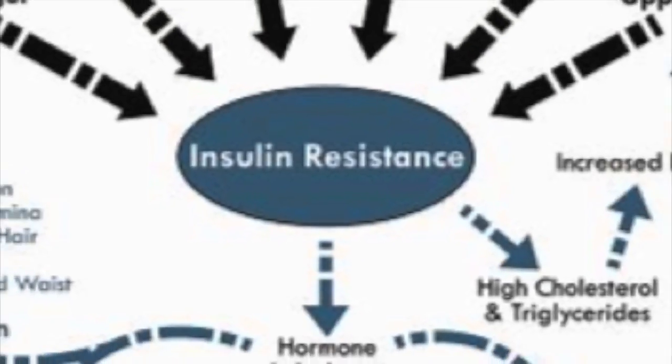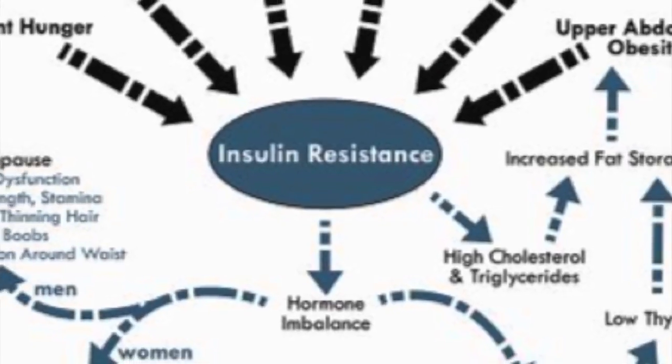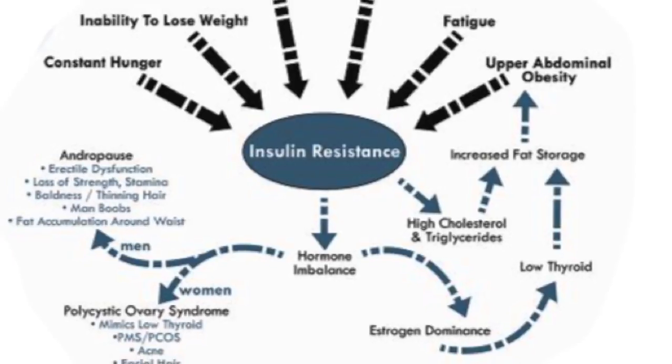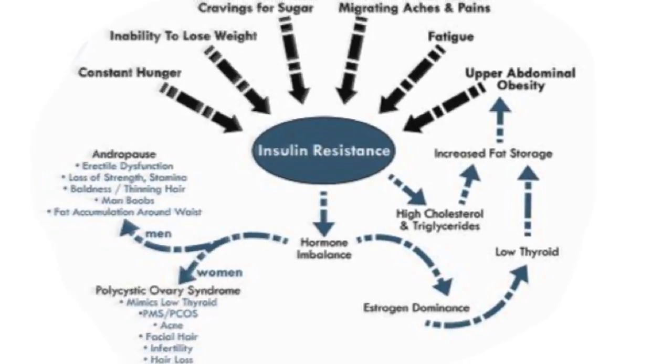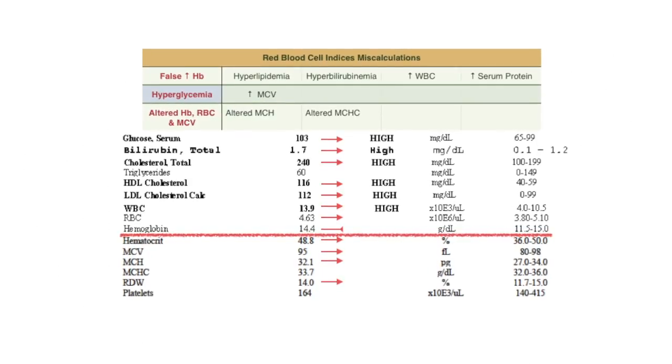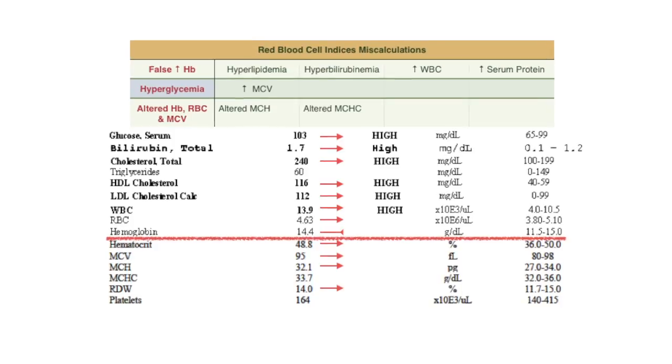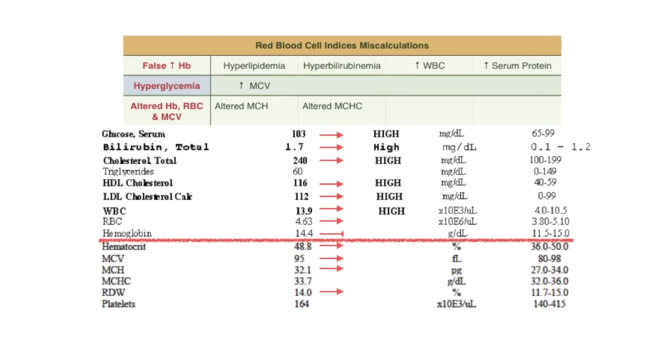Hemoglobin is quantified based on its absorption characteristics. Conditions such as hyperlipidemias, hyperbilirubinemia, a very high white blood cell count, and high serum protein can interfere with this measurement and result in falsely elevated hemoglobin values.